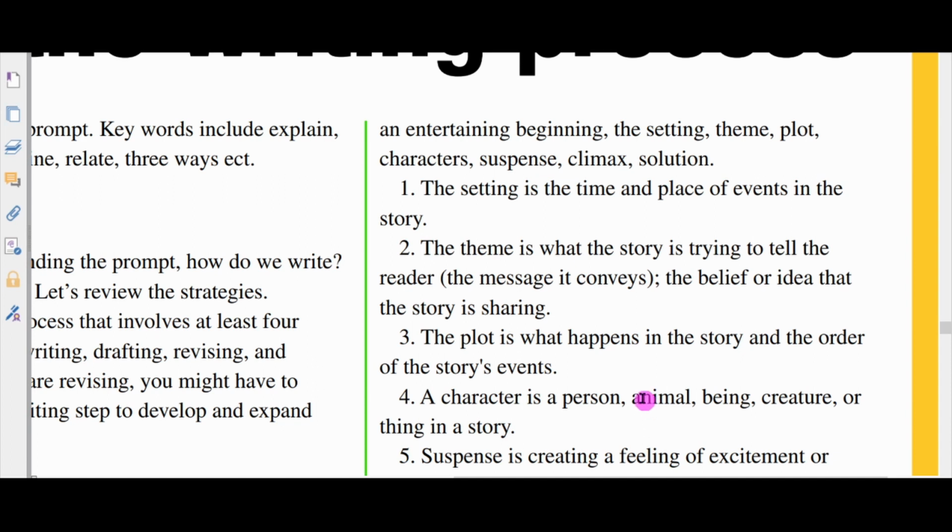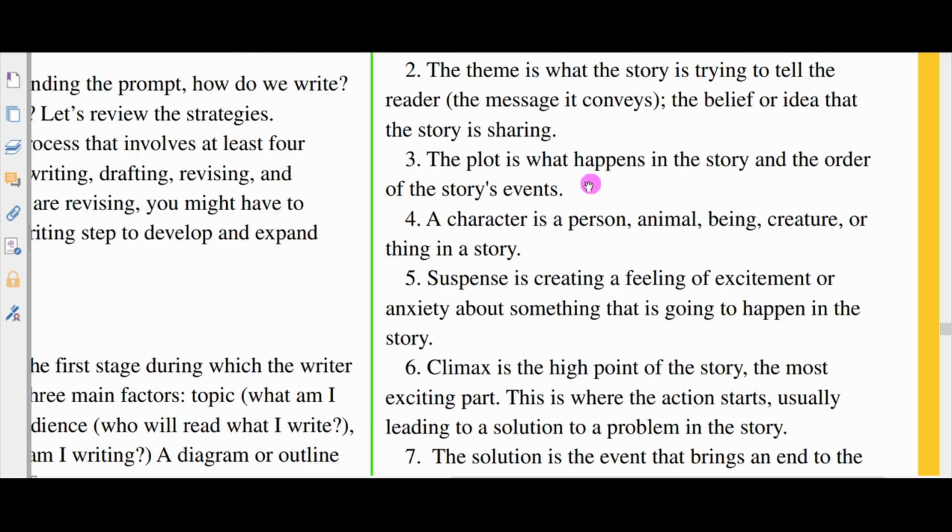1. The setting is the time and place of events in the story. 2. The theme is what the story is trying to tell the reader. That is the message it conveys, the belief or idea that the story is sharing. 3. The plot is what happens in the story and the order of the story's events.